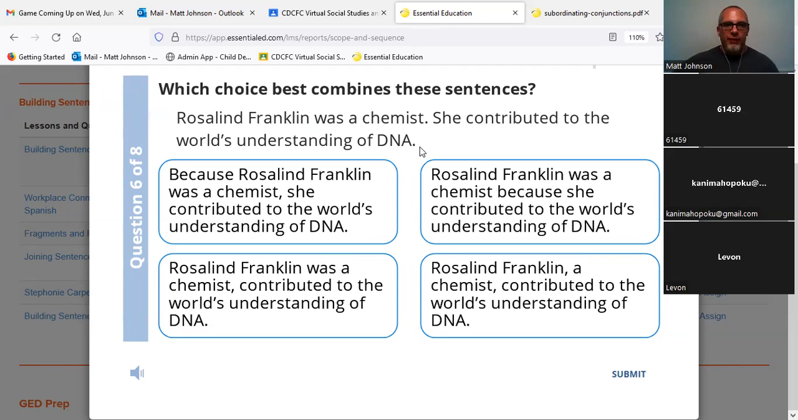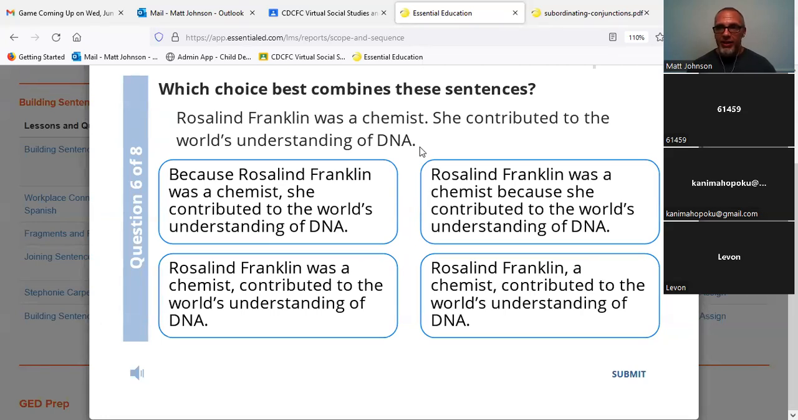Right? Because Rosalind Franklin was a chemist, she contributed to the world's understanding of DNA. No, right? That's a cause and effect. Chemists can do a lot, not just because, or other people can work with DNA. Rosalind Franklin was a chemist because she contributed to the world's understanding of DNA. Also, cause and effect relationship does not work in this situation. Rosalind Franklin was a chemist, contributed to the world's understanding of DNA. Wrong punctuation, right?